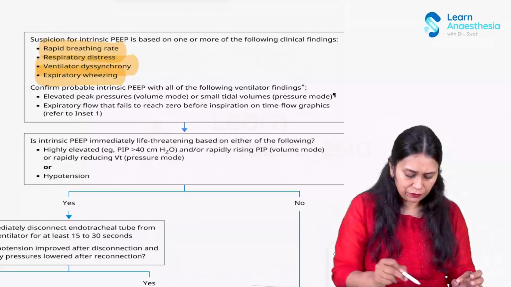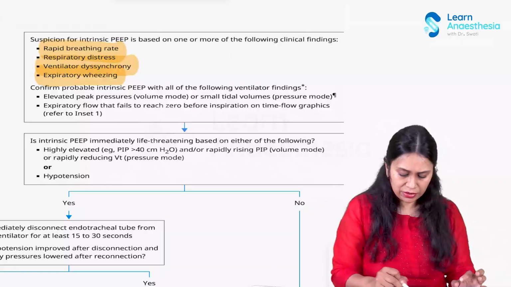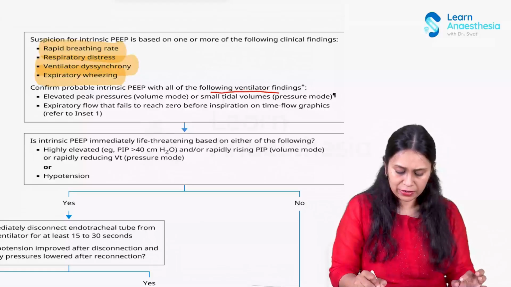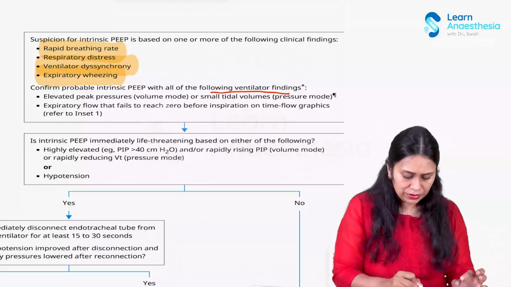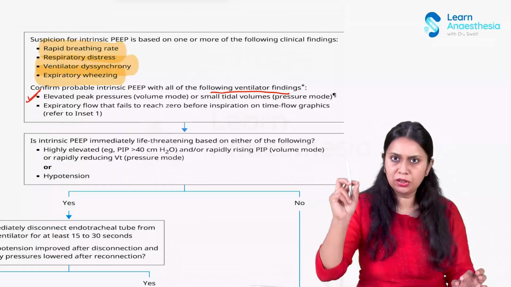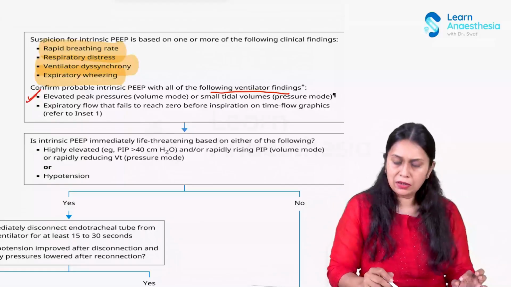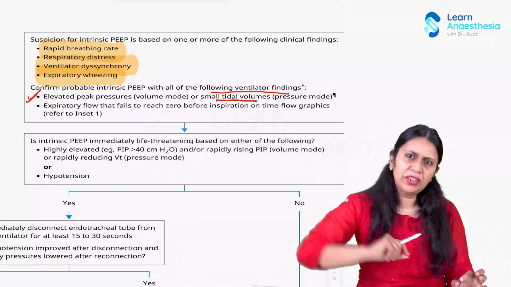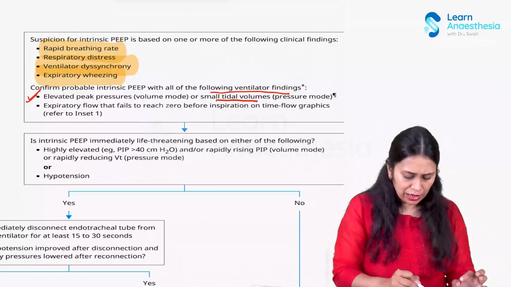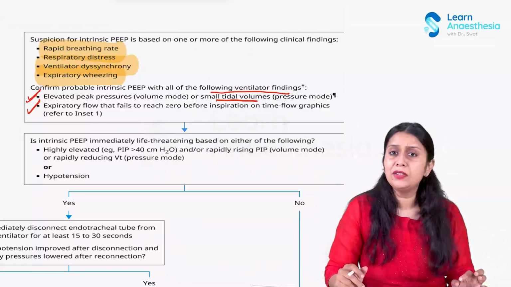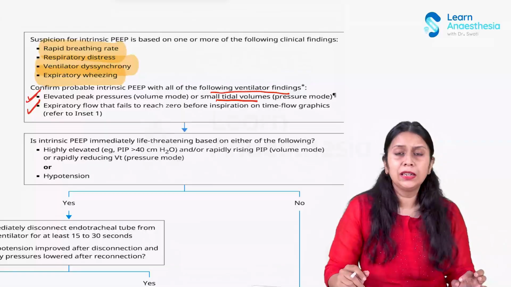Now we can confirm the probable intrinsic PEEP with the following ventilator findings. How can we confirm that intrinsic PEEP has developed? We see elevated peak pressure in volume control mode and small tidal volume in pressure mode. So in volume control, very high pressure, and in pressure control, a very low tidal volume will be achieved. And the expiratory flow fails to reach the baseline in the flow time graph.